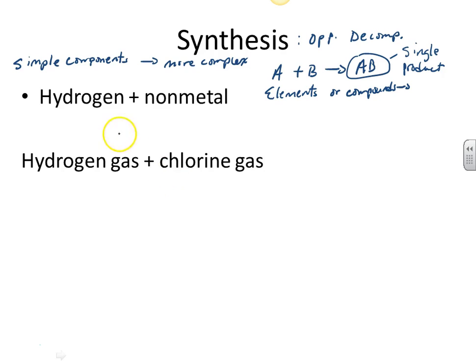So one type of synthesis reaction that you want to be familiar with is hydrogen plus a nonmetal. So in that case, we have hydrogen gas plus chlorine gas, and this is going to be hydrogen gas plus nonmetal.